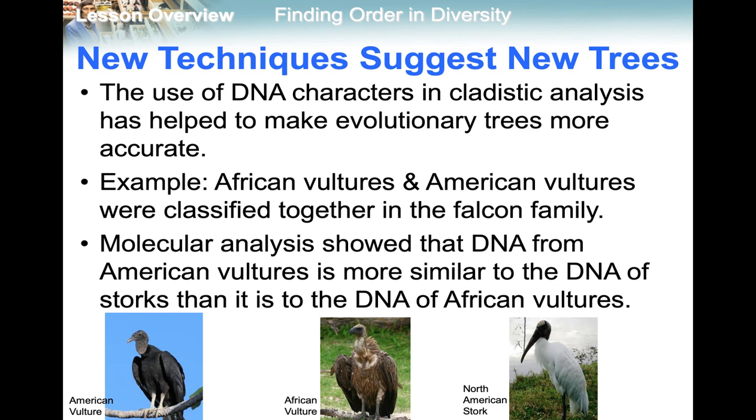Our new techniques using DNA in this form of analysis are helping us to develop new trees and fixing what we thought before. An example of this is the American vultures and the African vultures. They were once classified together in the falcon family, but when we looked at their DNA, we were able to see that the DNA from the American vultures is more similar to storks than it is to the DNA of African vultures. So then you would have to go back and redo those cladograms to reflect this.